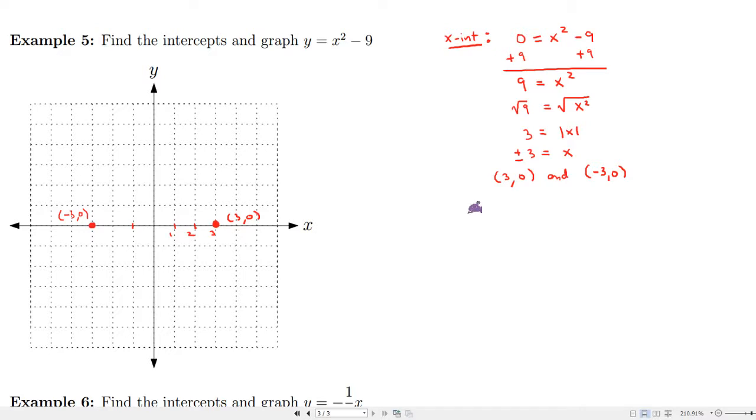Okay, so for the y-intercept, what are we going to have to do for that? Well, y-intercept, we have x is equal to 0, so y is going to be 0 squared minus 9, and that's equal to 9. And so again, the x value is 0, so the point is 0, 9. Oh, sorry, minus 9. Minus 9. Okay, so 0 minus 9.